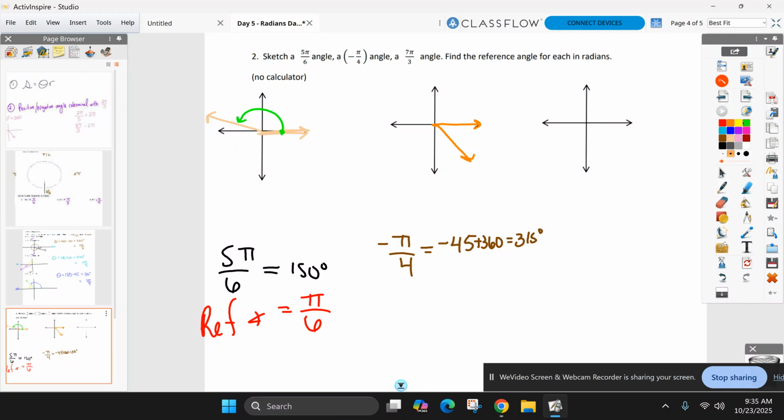And just be careful here. Where's your arrow going? Because I didn't ask you to graph 315. I asked you to graph negative 45. So which direction? Clockwise.